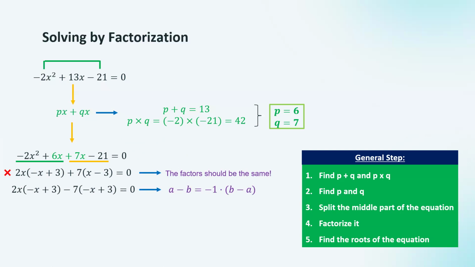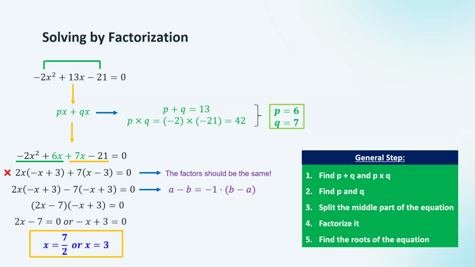So this one is a very simple theory. We sometimes neglect it, but it's going to be very important when we solve with factorization. So I think we should keep that in mind. So after this, we can try to do the usual method. So it's going to be 2x minus 7 times -x plus 3. And we have x equals 7/2, or x equals 3.